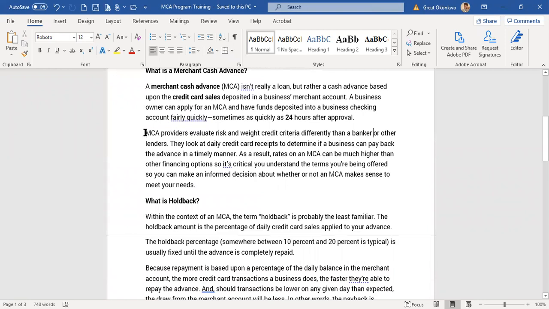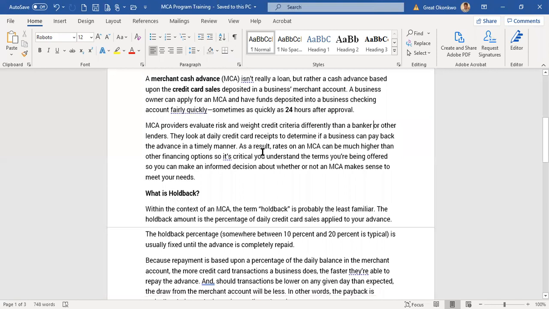So these MCA people, they don't check the business the way a bank checks a business. A bank wants you to have collateral, credit, and cash flow all together in order to get funded. But these people just want you to have good cash flow in your business, mainly. Your credit doesn't have to be good, and you do not need a collateral.